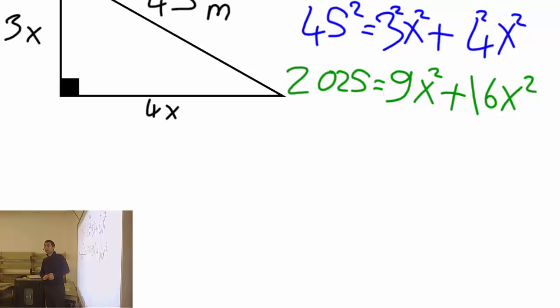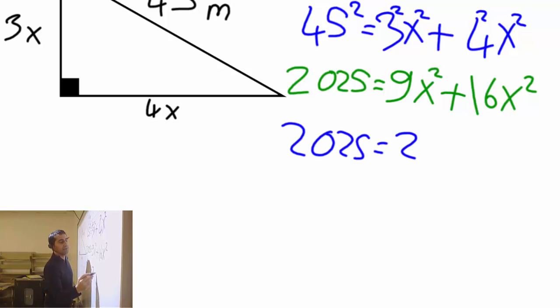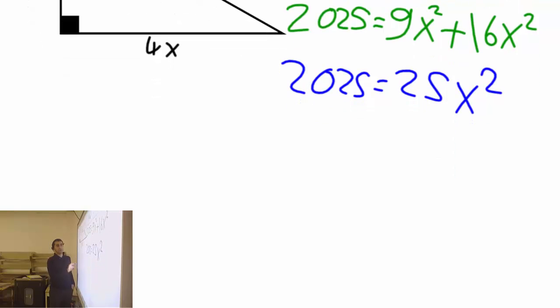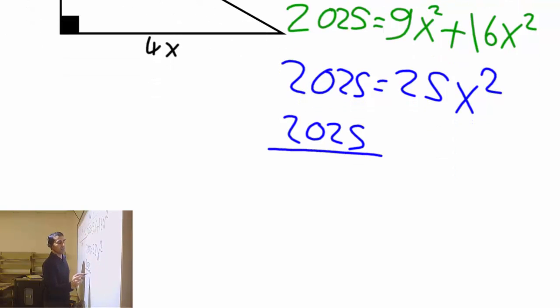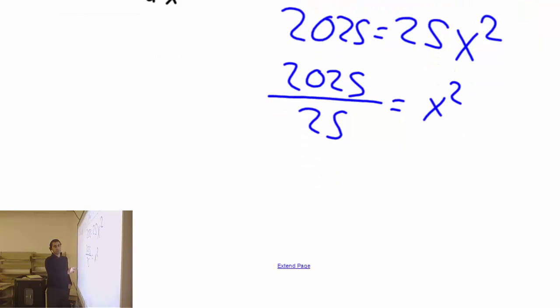9, not x square, I'm going to call apples plus 16 apples equals to 25 apples. Now, I'm going to leave the apples alone. To do that, I'm going to divide with 25. So now what is x square actually?